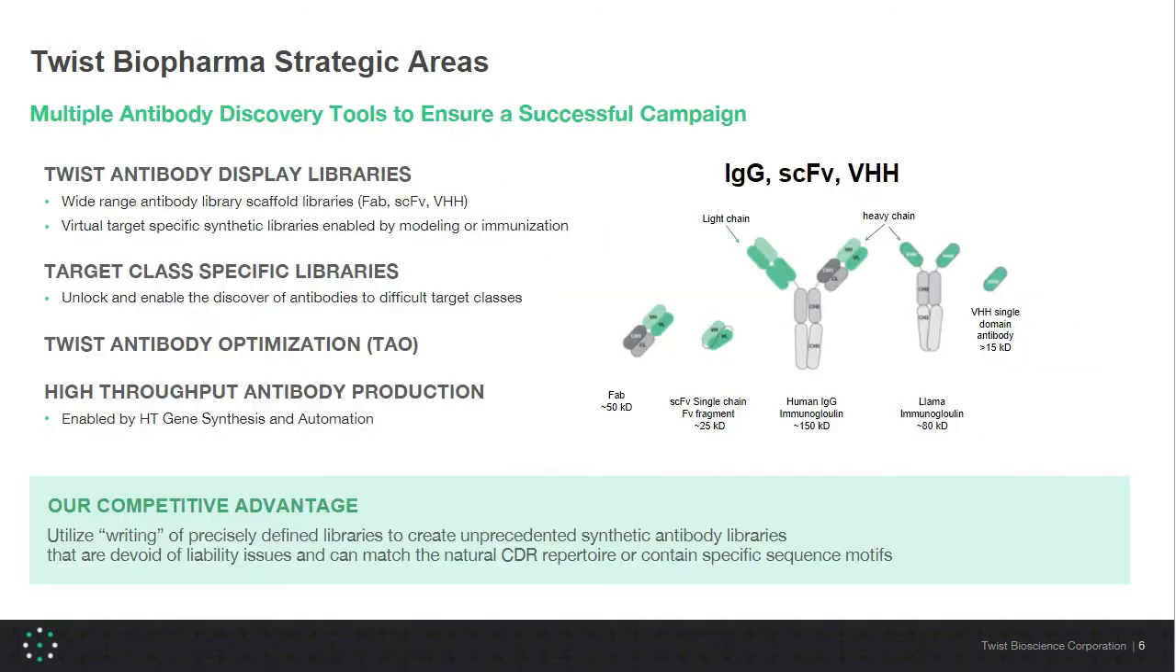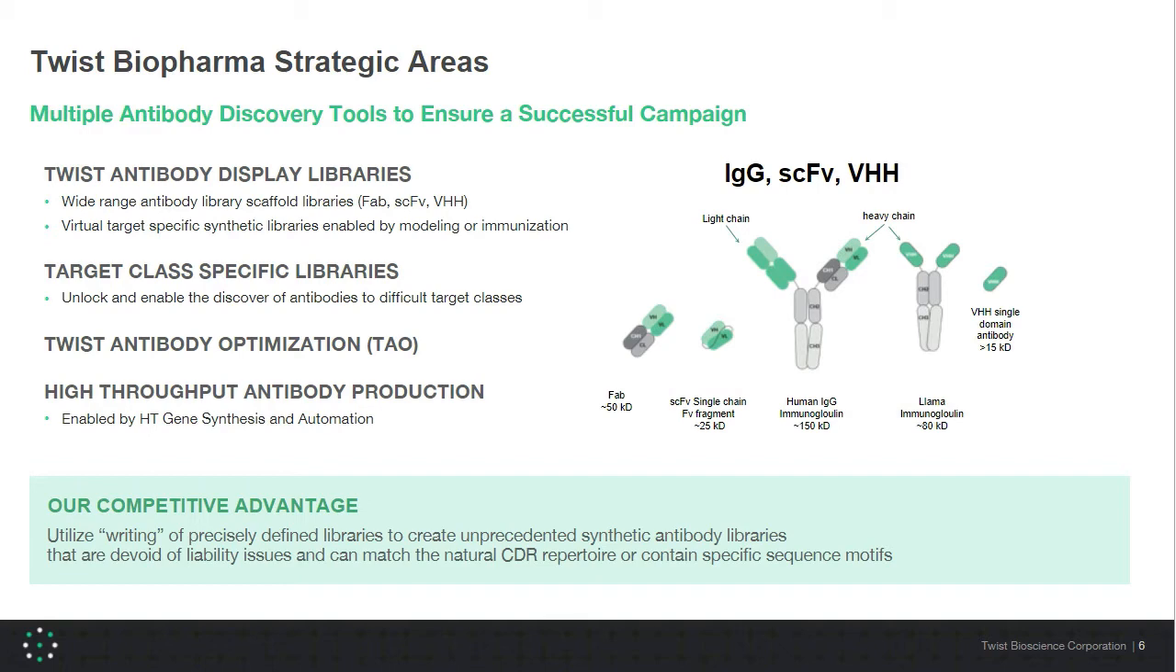So at a high level, what do we really focus on within Twist Biopharma? First of all, I'll really focus in on our library of libraries, which is a wide array of different libraries from Fab to single chain to VHH, heavy chain only antibodies, all in phage display, where we can then pan and screen them against any target that we wish with our partners to help them discover novel antibodies to their targets. We're also working on a number of other approaches, which I won't talk about today, that are enabled by modeling or immunization to give us large repertoires. We can also make libraries against specific targets.